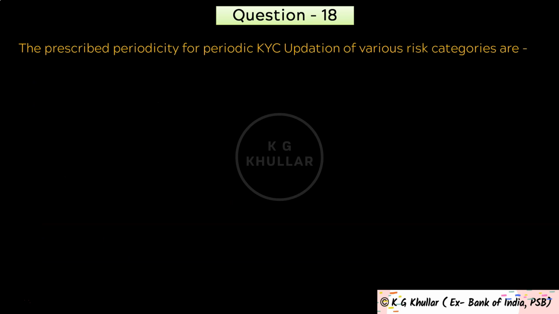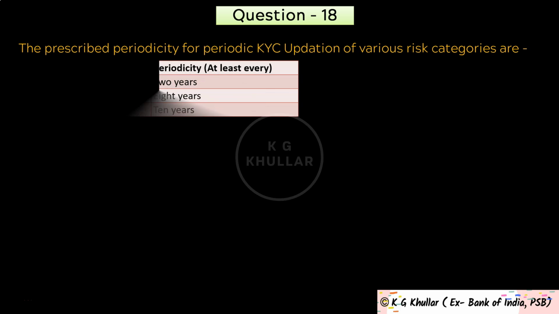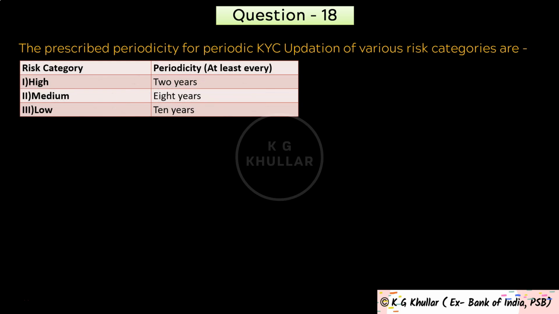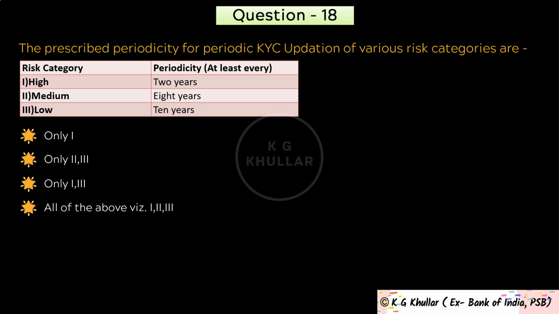Next question is, the prescribed periodicity for periodic KYC updation of various risk categories are. Now this data is given to you. In first column there is risk category and second column there is periodicity. And the first statement is, for high risk category the periodicity is 2 years. Then for medium risk category the periodicity is 8 years. And lastly for low risk category the periodicity is 10 years.